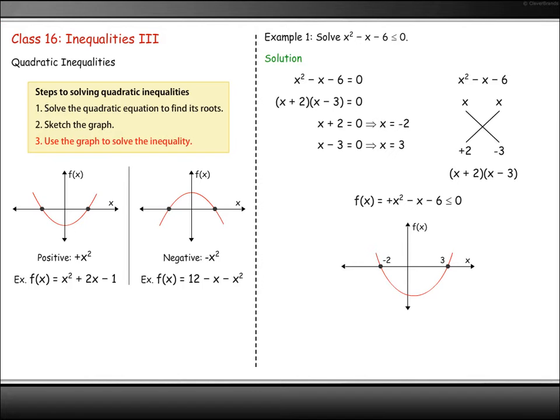Step 3. Use the graph to solve the inequality. The part of the graph below the x-axis contains the solutions, as the function is less than or equal to 0. The solutions lie between the roots, and also include the roots. The answer is minus 2 is less than or equal to x is less than or equal to 3.